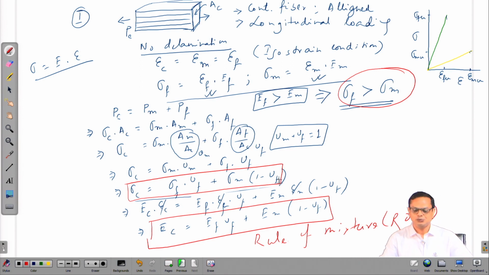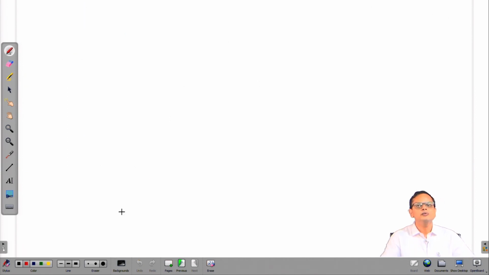Now, let us go to another thing. Let me go to the next page. What we are trying to do here is that initially I mentioned that the load being carried by the fiber or the reinforcement is always higher than the matrix. Let us look into that.